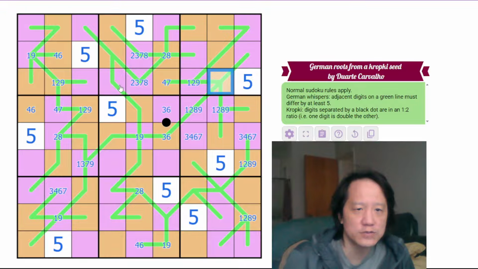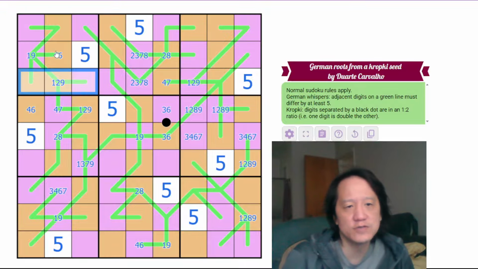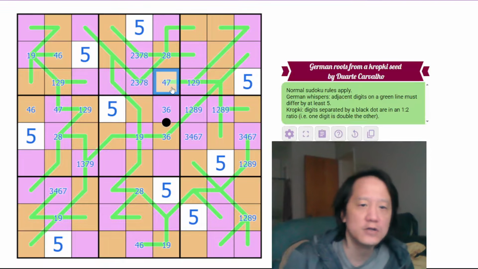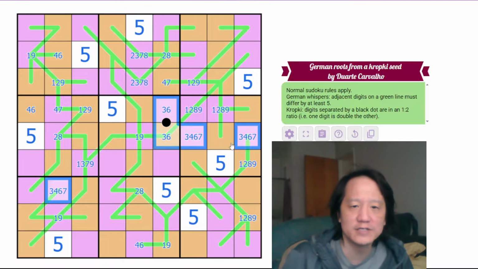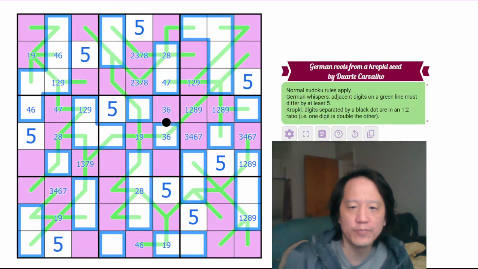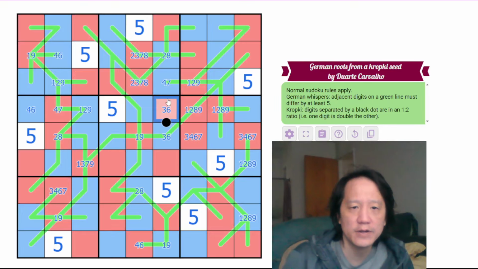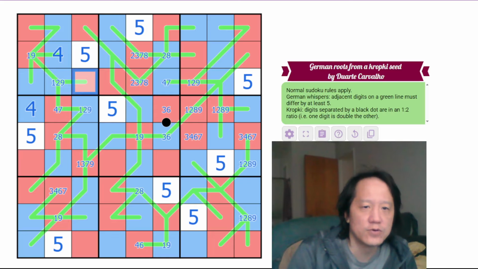This can't be 4 or 6. This can't be 4 or 6 for the orange. Where is the 4 or 6 for the orange? It has to be here. So the oranges must be low. And the pinks must be high. So obviously, this is a 4. This is a 4. This is a 4.